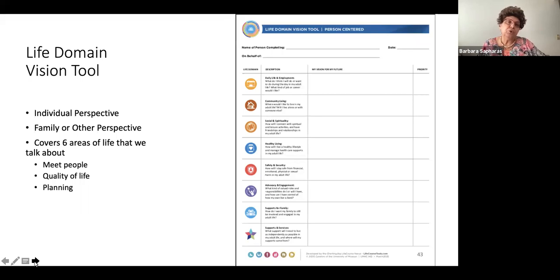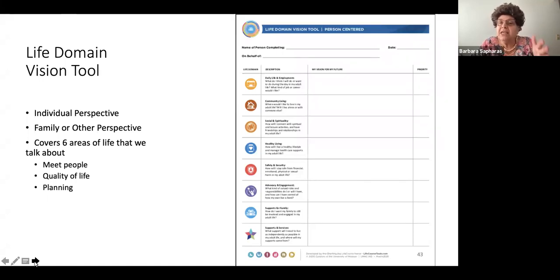And so this vision tool, there's two. One is from the person's perspective, or the family can fill it out. And I encourage youth and adults to fill it out, but I also encourage family to fill it out. So we can look at what is your perspective, what is their perspective, where are the overlap areas, the easy areas to address, where might we have to have more conversations. And it is a very powerful tool for people to think and write things down. When I've worked with people with lived experience and families, they tell me they feel power in being able to write down what they're thinking about.